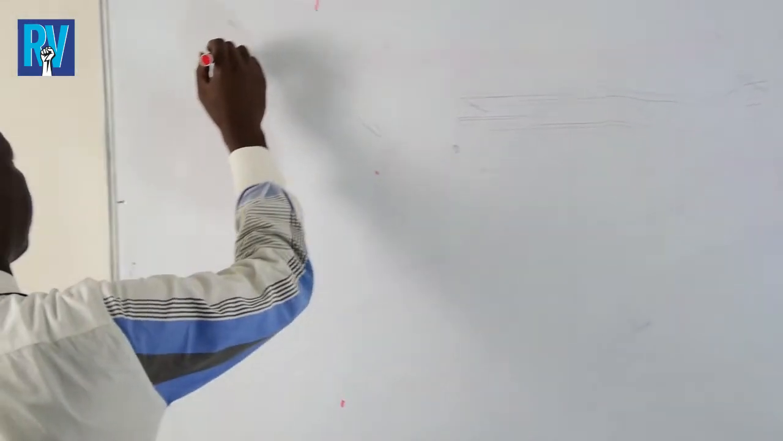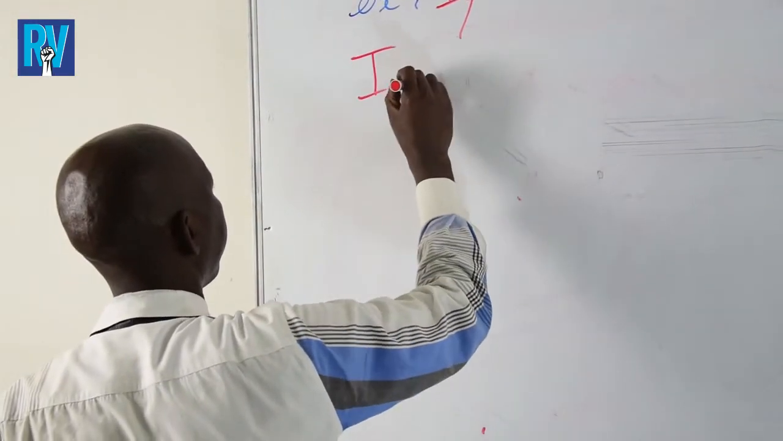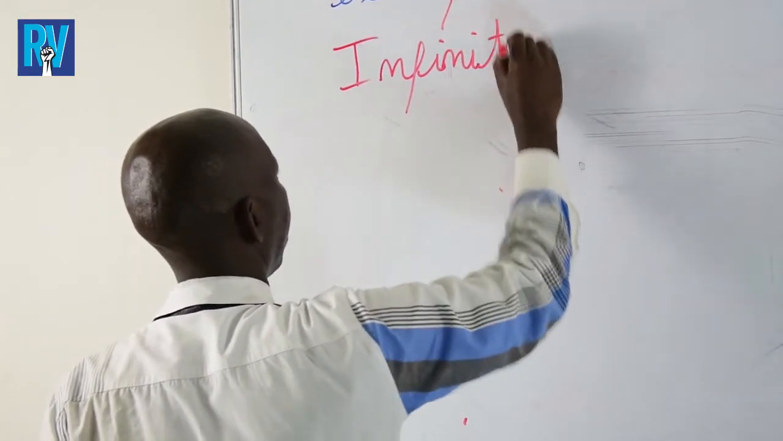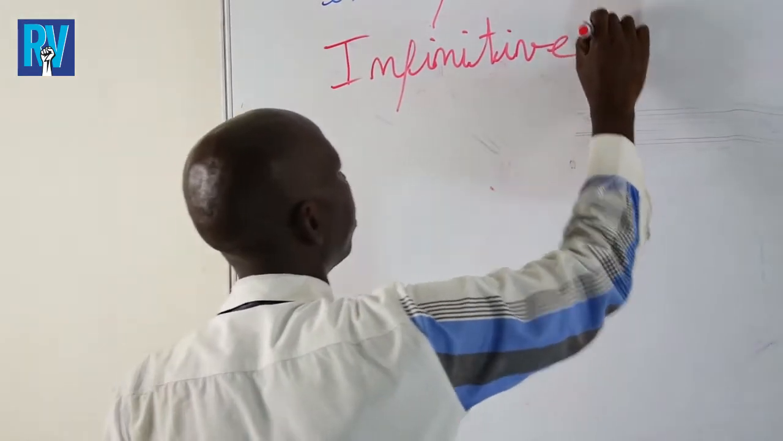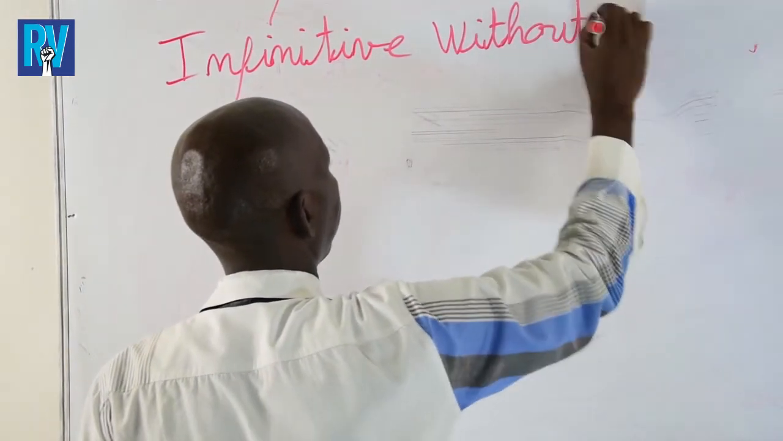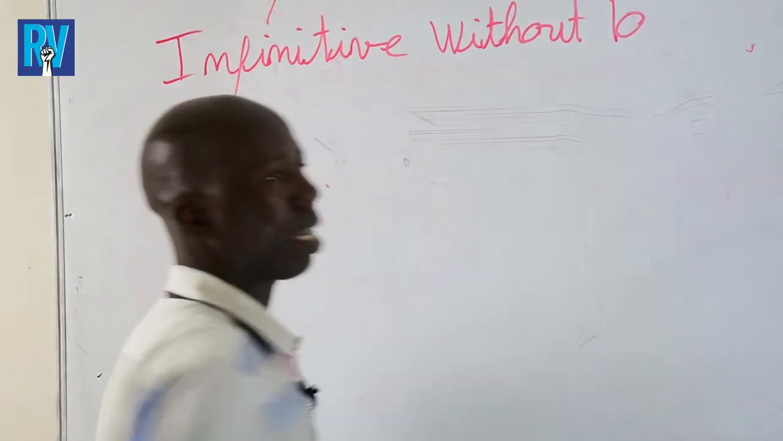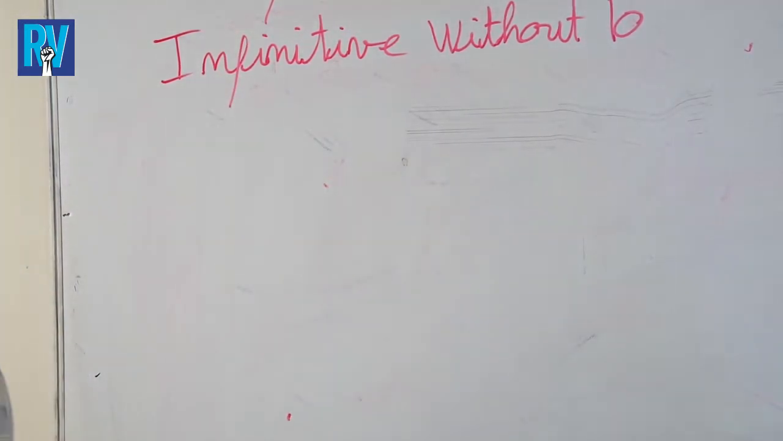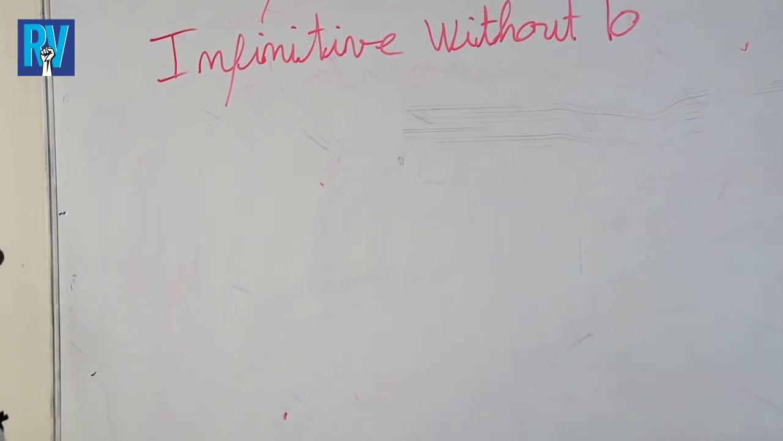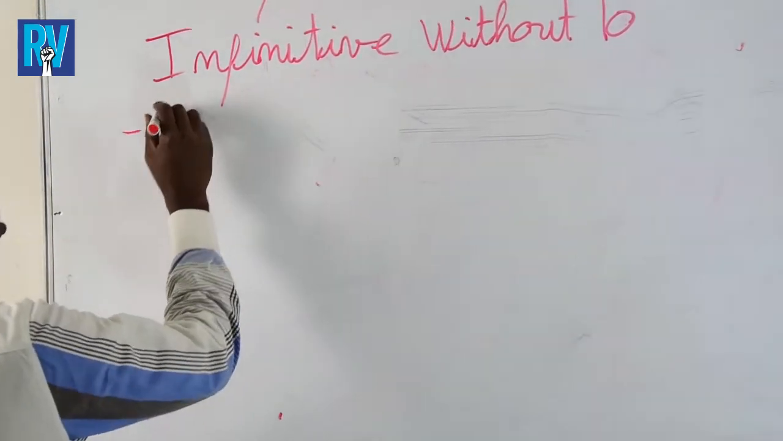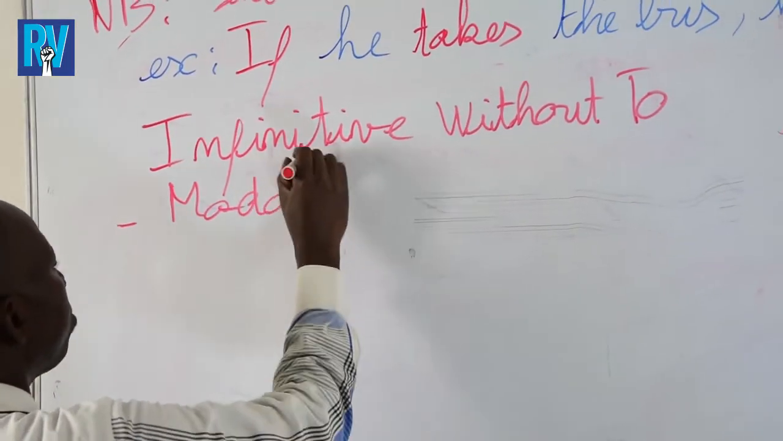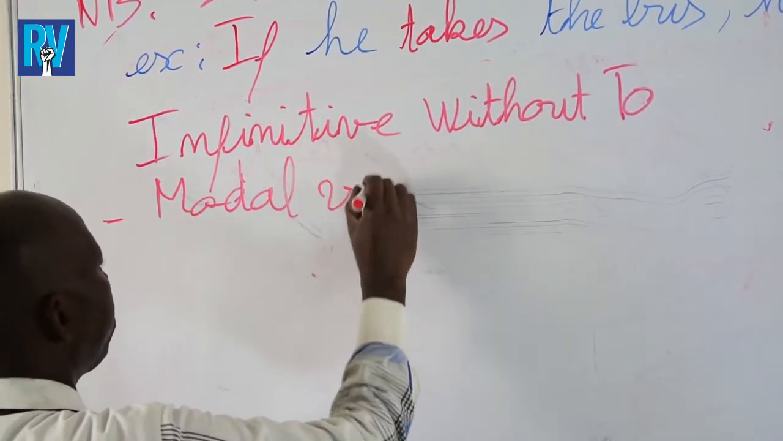So, the next step is, let us see in which context we have infinitive without to. Un contexte qu'on doit écrire le verbe à l'infinitif sans to. Infinitive without to. First, we have modal verbs. We have modal verbs.